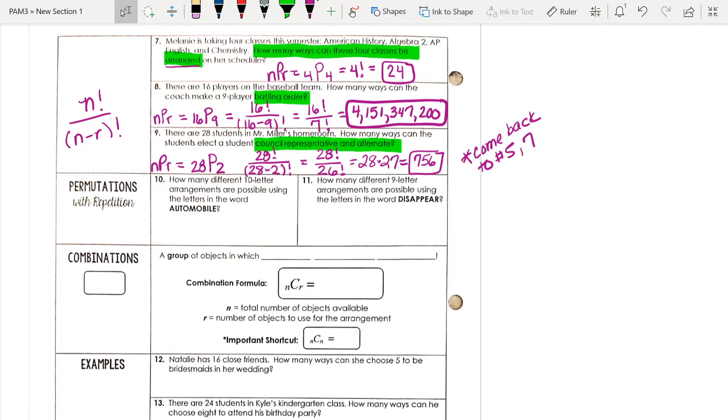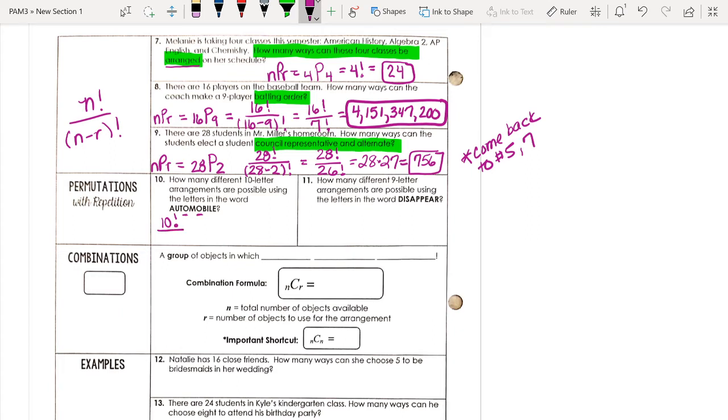Okay, there are 10 letters in automobile, so we're going to take 10 factorial. However, there are some repeated letters in automobile that we're going to have to take into consideration. There's a letter that repeats itself. It's the O. So what we're going to have to do is divide out those repeaters.